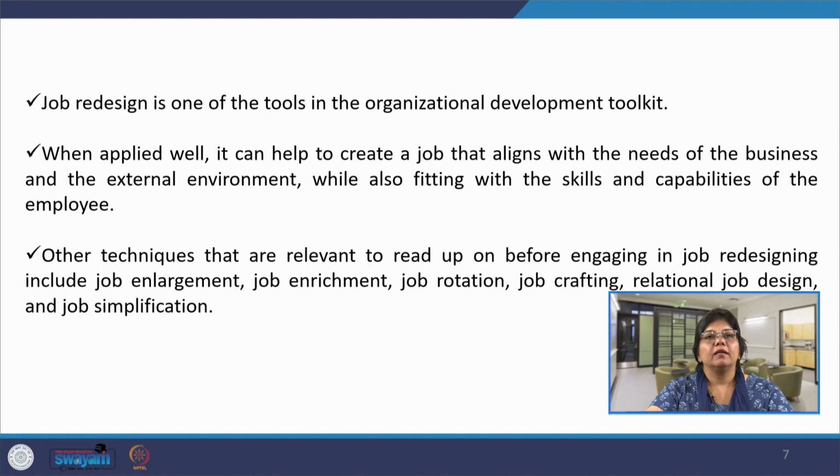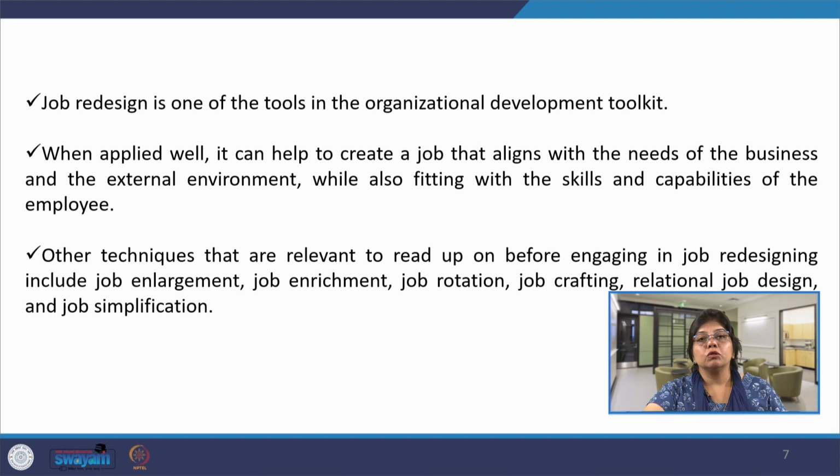Thus, we can say that job redesign is one of the tools in the organizational development toolkit. It is an additional and novel element, and when applied, it creates a job that aligns with the needs of the business as well as the environment, because these changes are as per the changes that have already taken place in reality, and how to find the best person-job fit in terms of skills and capabilities of the employee. So, once there is alignment in the person-job fit, then the motivation level goes up.